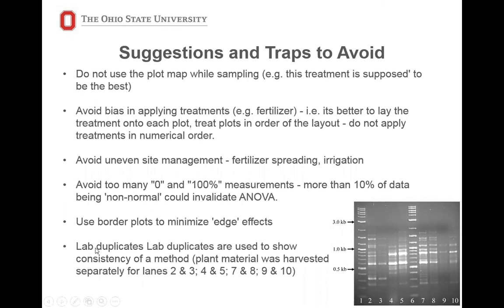For those of you working in the lab, lab duplicates are used to show consistency of a particular method. In this case, we had a study looking at DNA fragmentation, and plant material was harvested separately for lanes 2 and 3. So we repeated our experimental protocols right from the beginning. We took 2 separate samples from the same plant to measure the consistency of our experimental protocol.